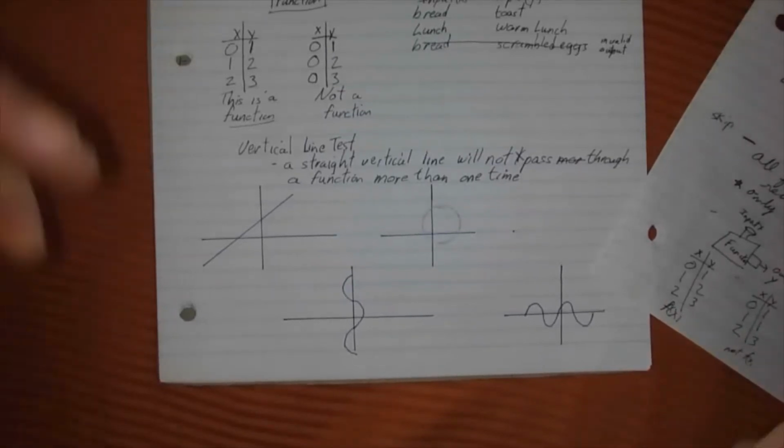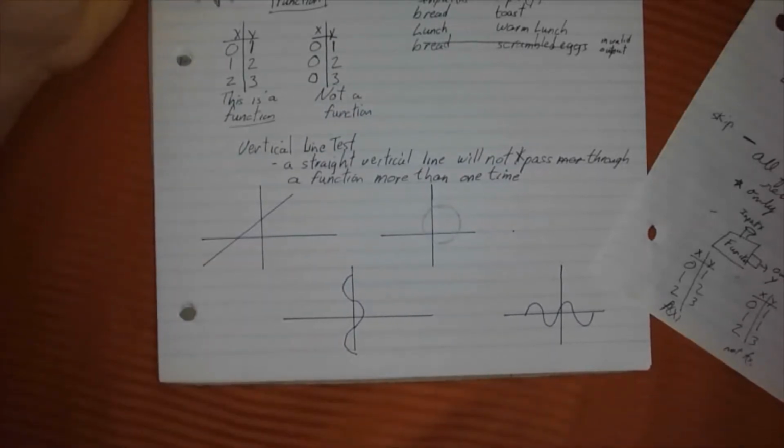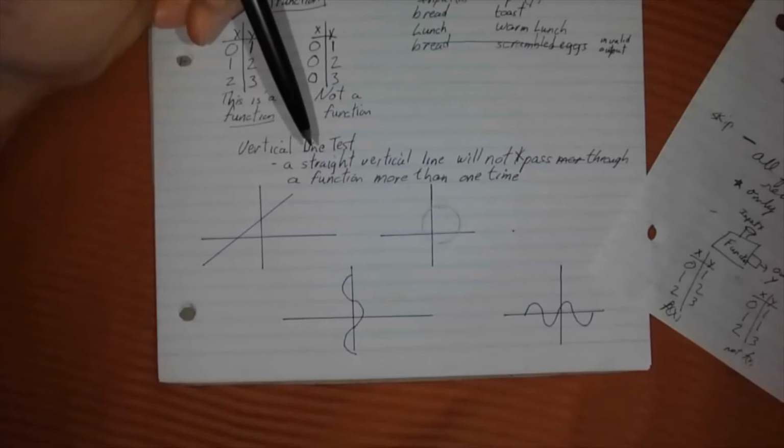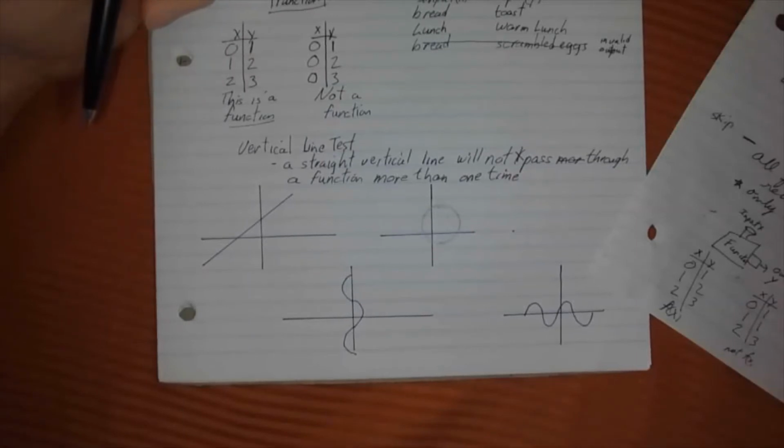But I'm going to continue. So the vertical line test is a straight vertical line will not pass through a function more than one time. So that means it's only going to pass through a function not at all due to domain constraints, or it's going to pass through one time.